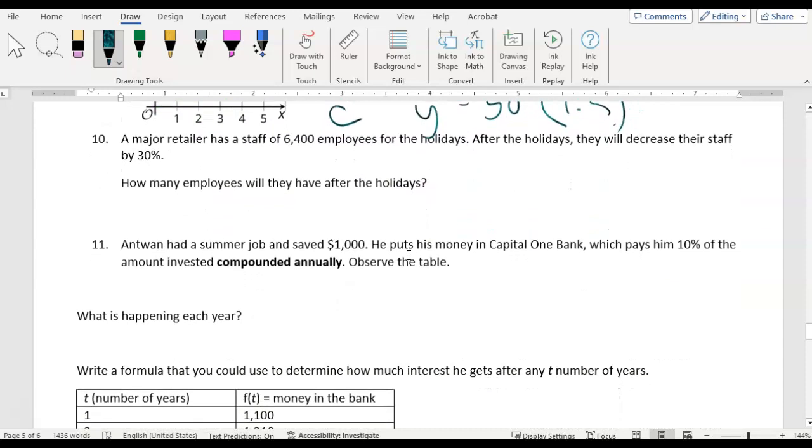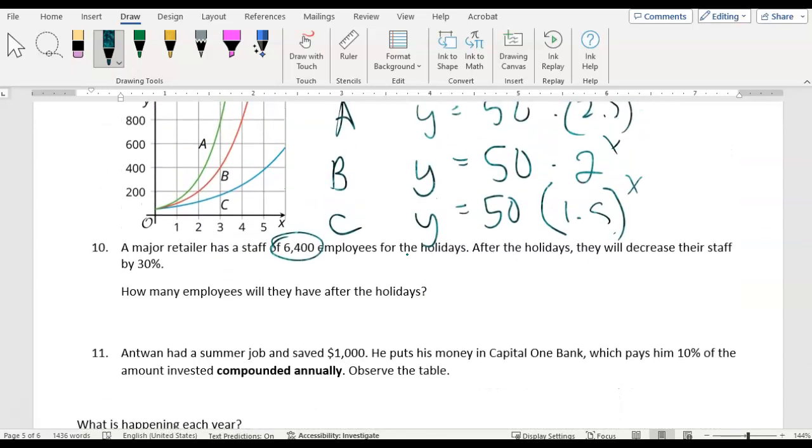All right, number 10. A major retailer has a staff of 6,400 employees. After the holidays, they decrease their staff by 30%. How much will they have? So you can write this as 6,400 times 0.7, because that's how many will be left.